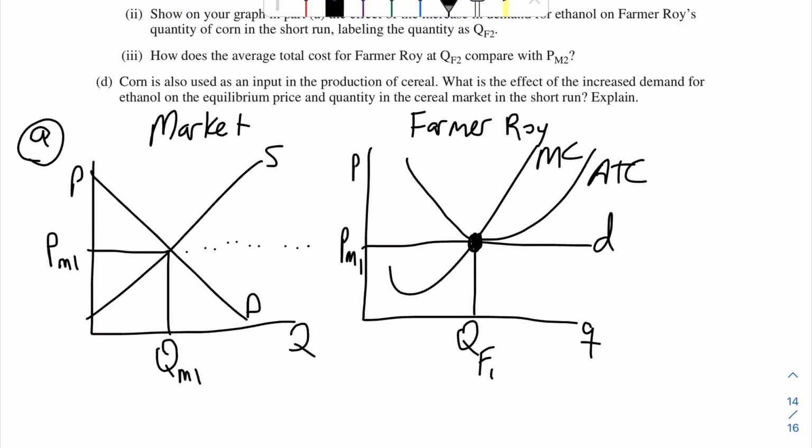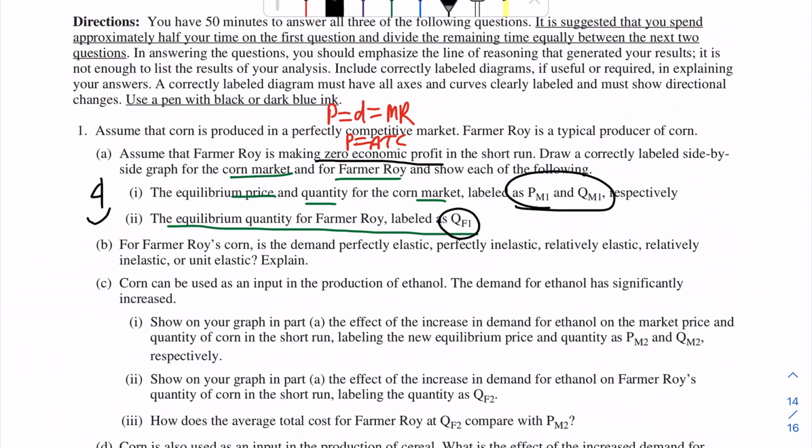So this right here will give you full credit. You get a point for drawing the market correctly. You get another point for drawing the lines over here to let you know it's the same price. Then you get a point for the profit max, MR equals MC, happens right there. And then you get a point for the ATC happening right there as well. So that's 4 points. Not too bad.